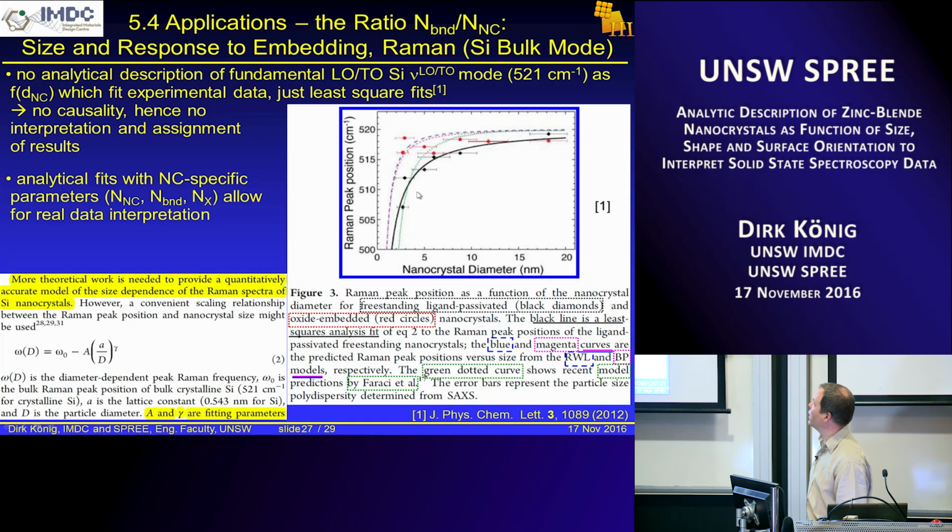See all these dotted lines and a least square fit. And obviously the least square fit gives you, in terms of statistics, a good description, but it kills all the causality. So you have a purely empirical description, and you don't really know where it comes from. You can try to search for different processing conditions you used. So it would be good to have an analytical fit for the nanocrystal species to allow for real data interpretation. So we can go back to the nanocrystals and have a look.